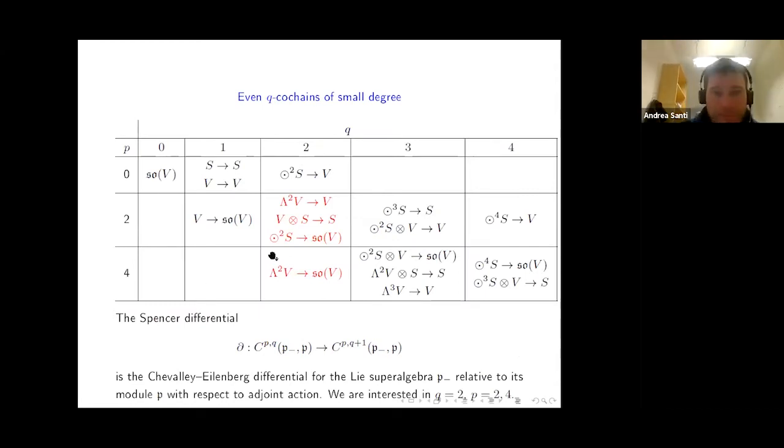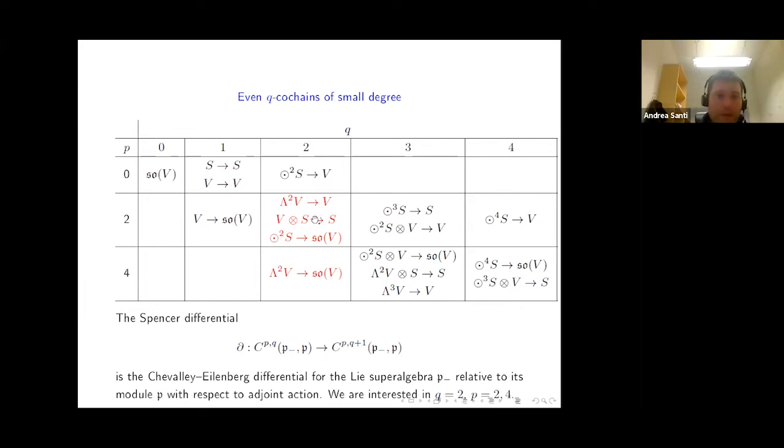So here is the table of the space of Q cochains of small degree. This column here is Q equal two, and the Spencer differential moves horizontally, increasing Q. So this space here in red is the Q cochains of degree two, and these are the Q cochains of degree four. Here in degree two, you can recognize something that geometrically is essentially the torsion of your underlying Lorentzian manifold. In degree four, you have the curvature, and these other two bits involve the spinors.